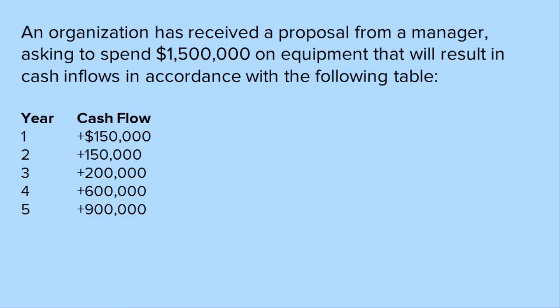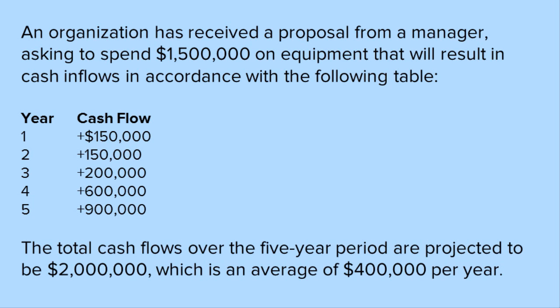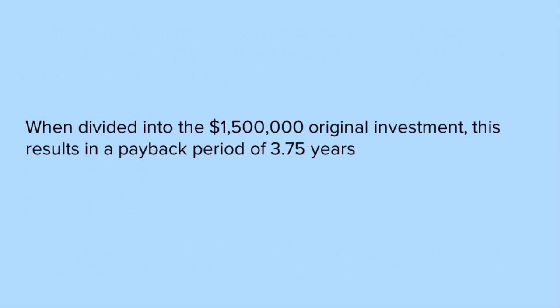The following example illustrates this problem. We have an organization that has received a proposal from a manager asking to spend $1.5 million on equipment that will result in cash inflows in accordance with the following table. The total cash flow of the 5-year period is projected to be $2 million, which is an average of $400,000 per year. When divided into the $1.5 million original investment, this results in a payback period of 3.75 years.